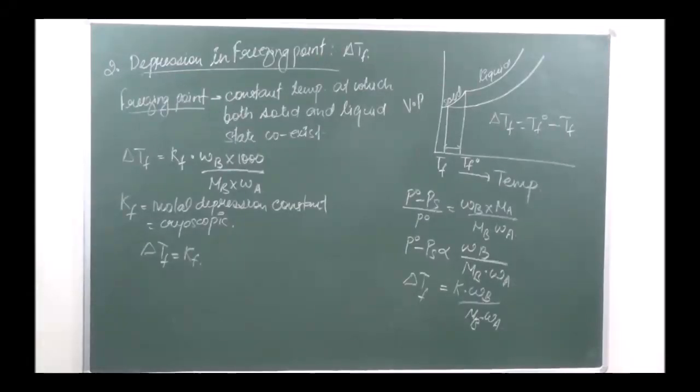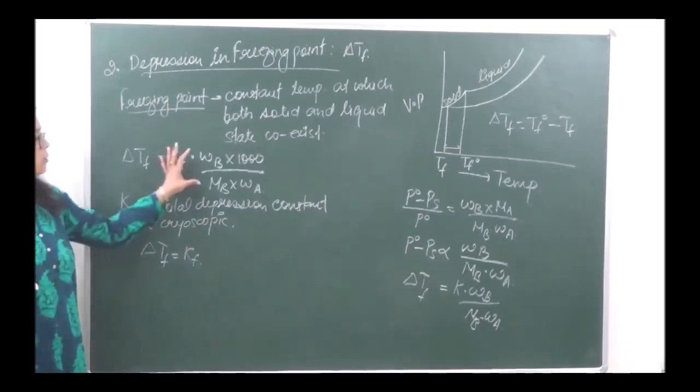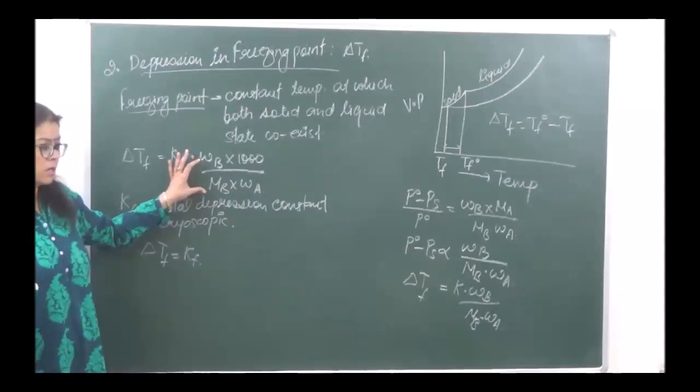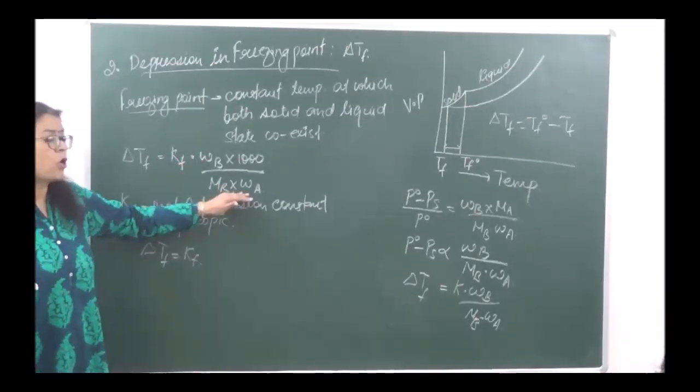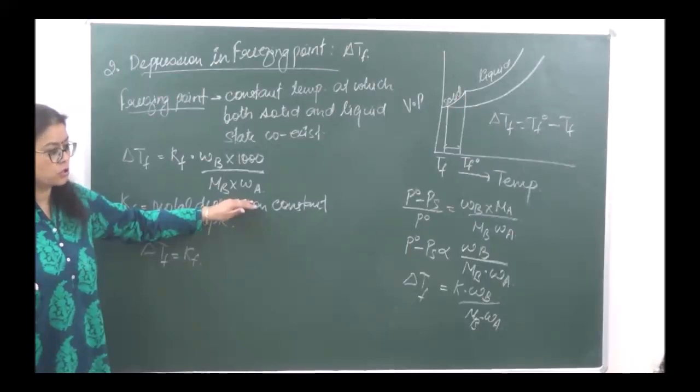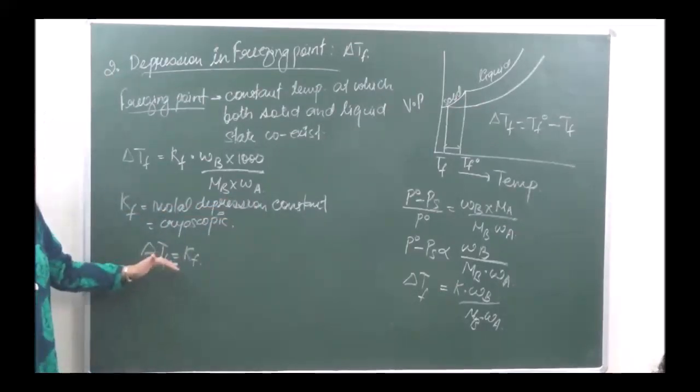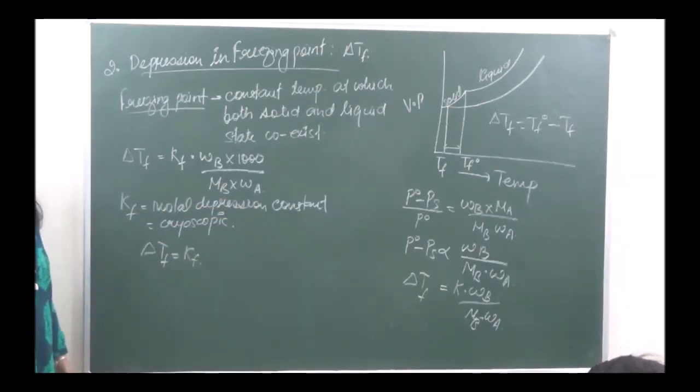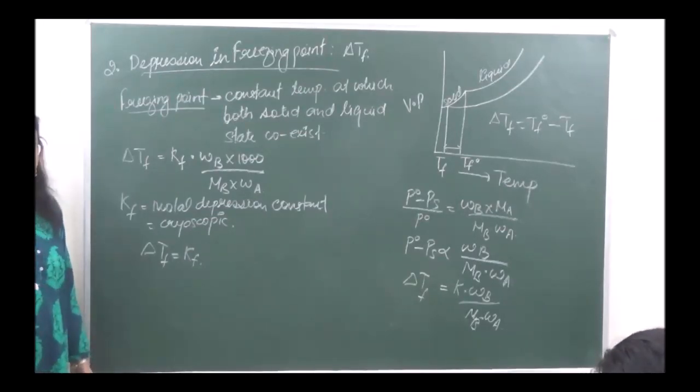So how will you define Kf? It is the depression in freezing point when Wb upon Mb becomes equal to 1 and it is dissolved in 1000 grams of a solvent. So in that case your delta Tf becomes equal to Kf. Have you understood? Okay.